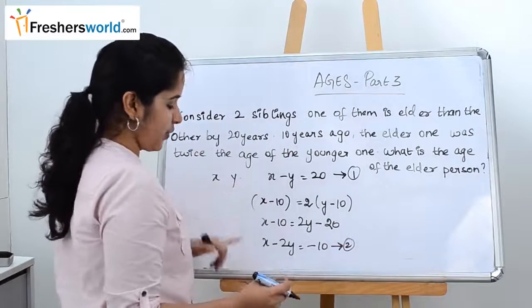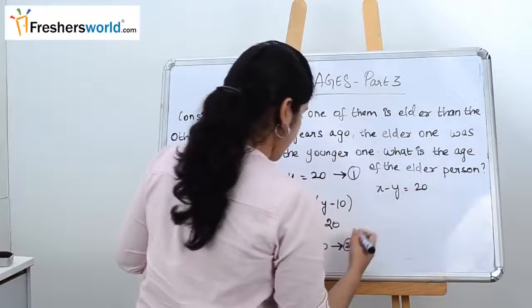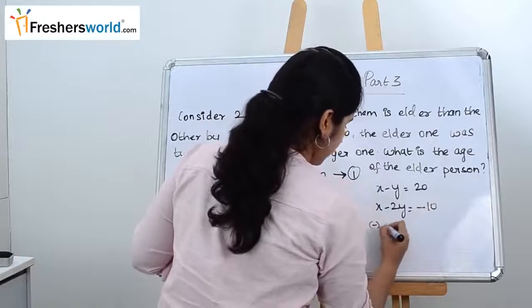So, we know the equation 1 and equation 2. So, x minus y is equal to 20 and x minus 2y is equal to minus 10. So, let's solve this.